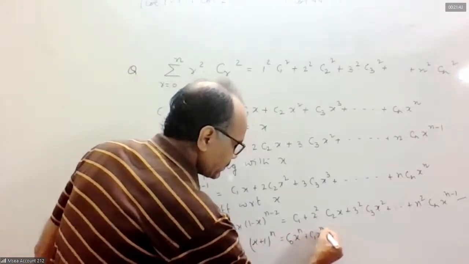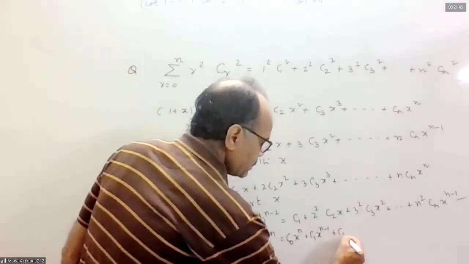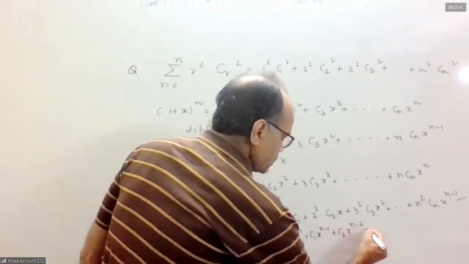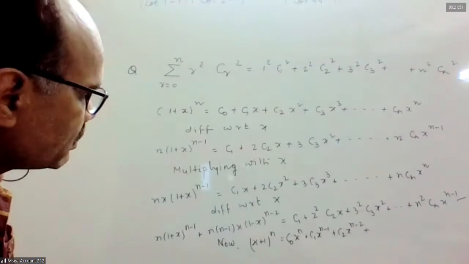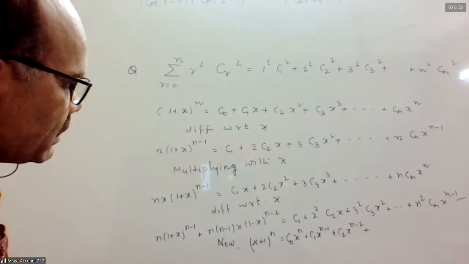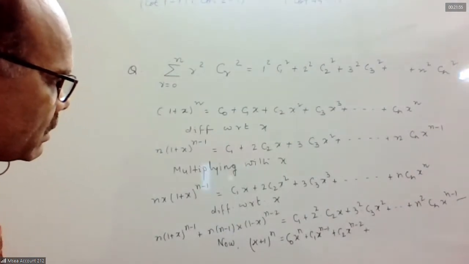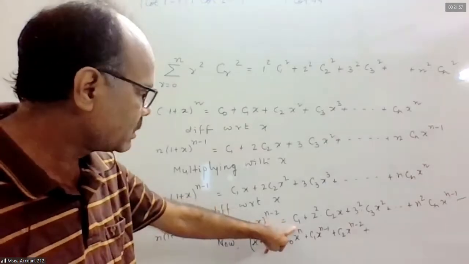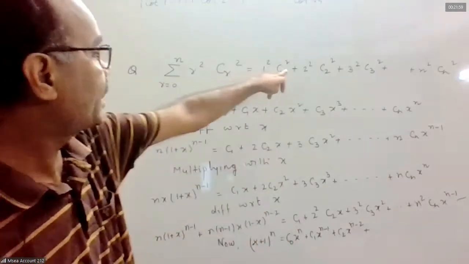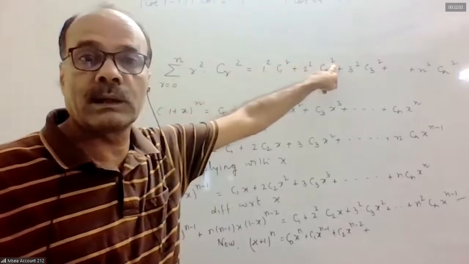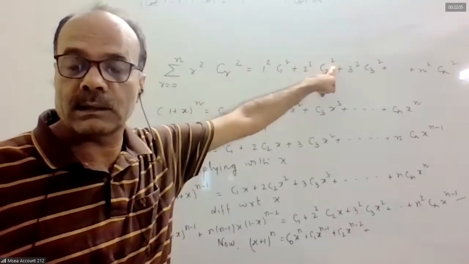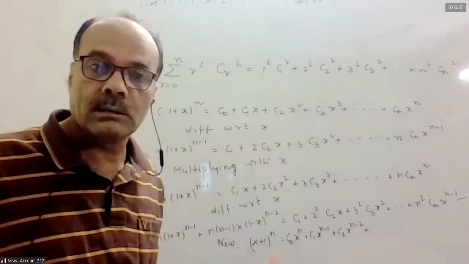If you put x equal to 1 there, we will get... In that equation only, sir. Here squares are there, so we have to multiply it. C1 square, C2 square, squares are there, so we have to multiply it.